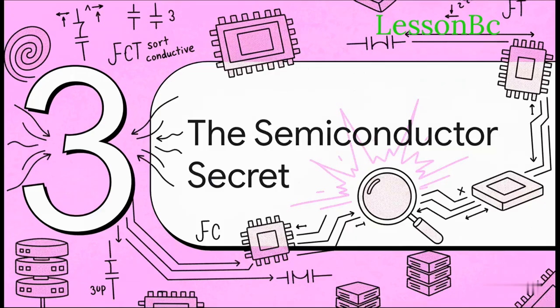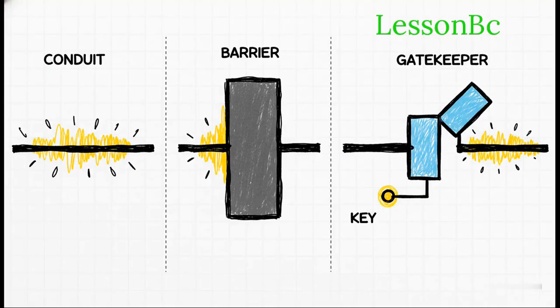So how do we harness this unique, middle-of-the-road property? How do we take a material that's just kinda conductive and turn it into the absolute foundation of all computing? And here it is. This is the breakthrough. A copper wire is always on. It's always a conductor. An insulator is always off. But a semiconductor can be told when to conduct, how much to conduct, or when it should just act like an insulator. This is what makes control possible.